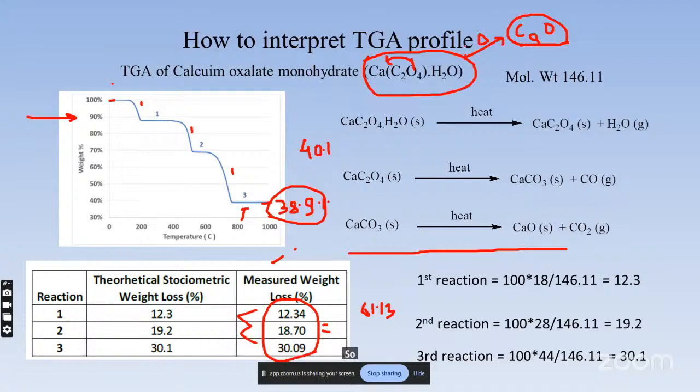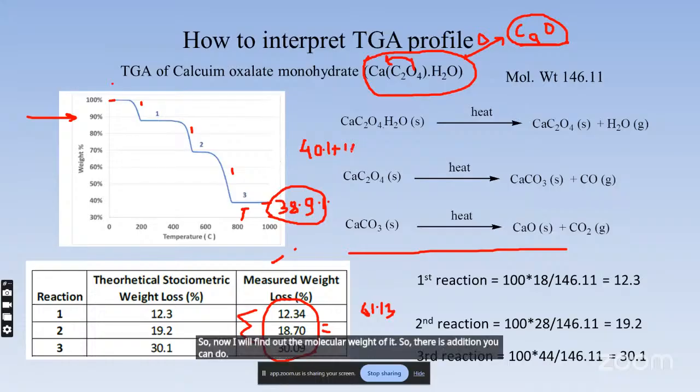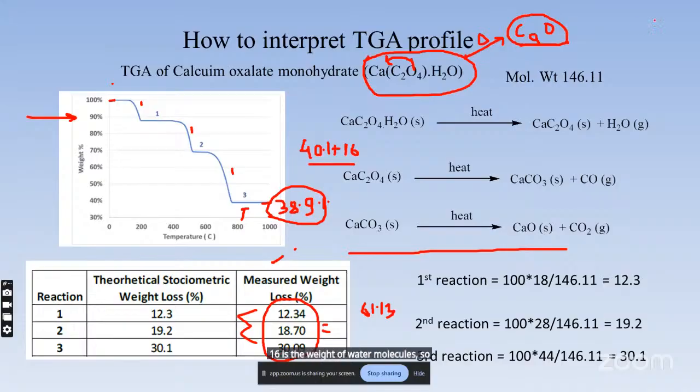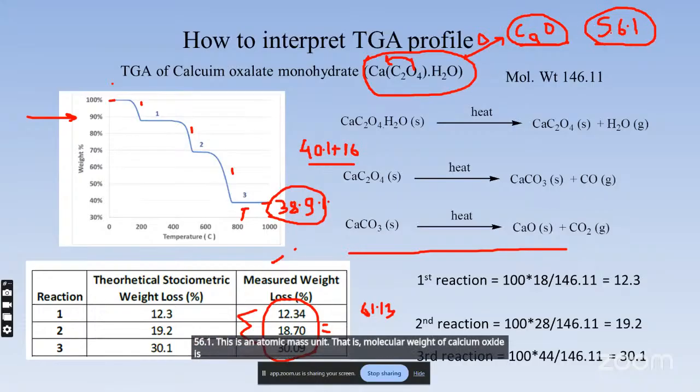So now I will find out the molecular weight of it. So there is addition you can do. 16 is the weight of oxygen, so you have 56.1 molecular weight. How much is the molecular weight of your final compound? 56.1. This is the atomic mass unit. That is, molecular weight of calcium oxide is 56.1.